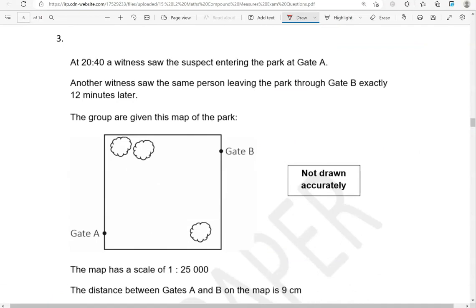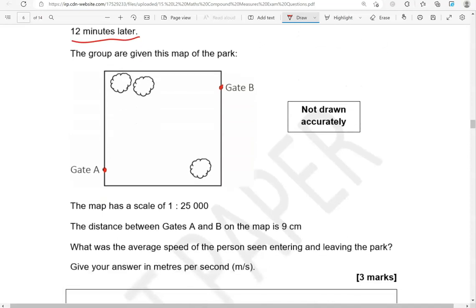At 20:40, a witness saw the suspect entering the park at gate A. Another witness saw the same person leaving the park through gate B exactly 12 minutes later. The group are given this map of the park. The map has a scale of 1 to 25,000. The distance between gates A and B on the map is 9 centimeters.